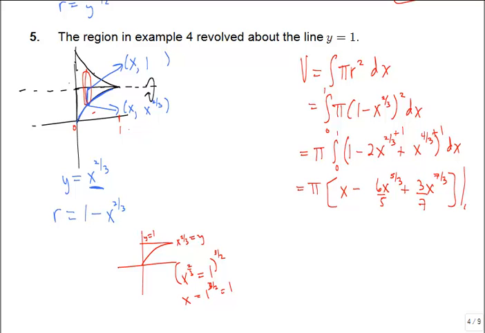And then we're going to plug in 0 and 1. So I'm going to get a 1 minus 6/5 plus 3/7. And when I plug in 0, I'm just going to get a bunch of zeros. I'll leave the arithmetic to you, but again, getting a common denominator, you can do all of that on your calculator very easily. This becomes 8/35, and then that pi stays put. So there is my volume.